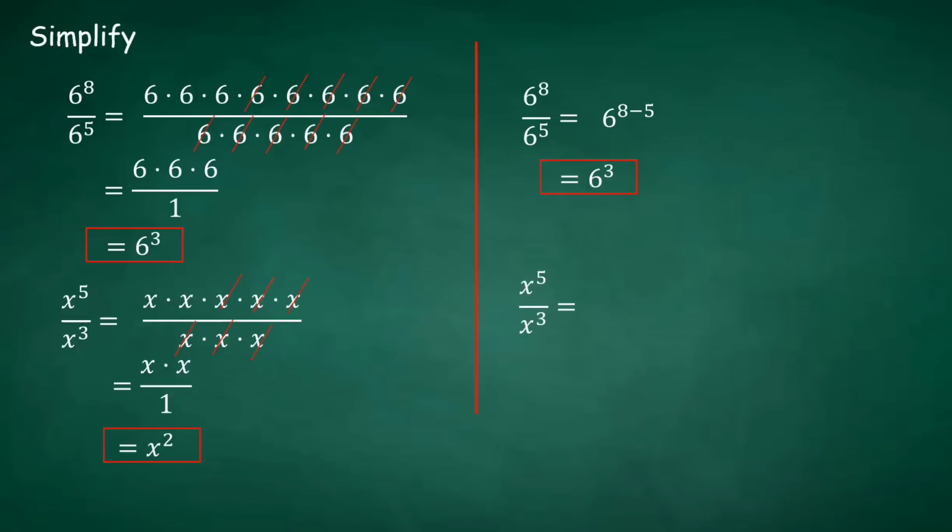Another method is by using the rules of exponents. Since they have the same base, which is x, we can directly subtract the exponents. 5 minus 3 is equal to 2. So our final answer is x squared.